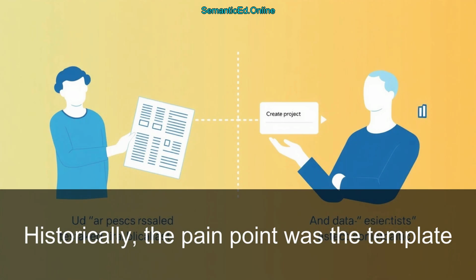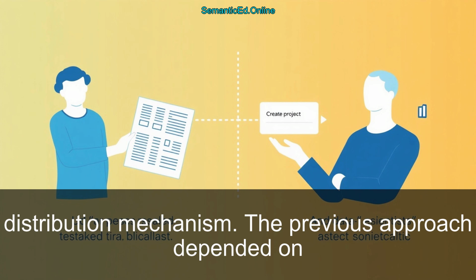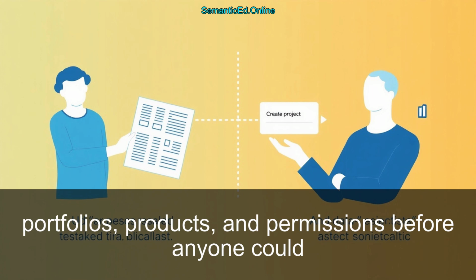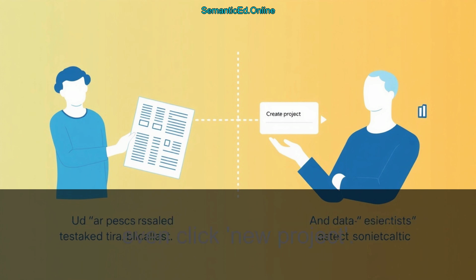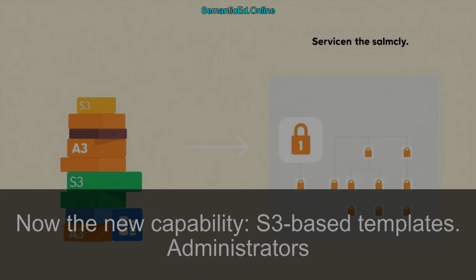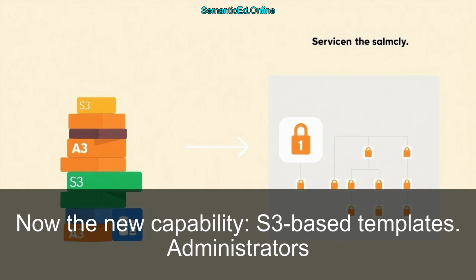Historically, the pain point was the template distribution mechanism. The previous approach depended on AWS Service Catalog, which meant setting up portfolios, products, and permissions before anyone could even click New Project. Now, the new capability: S3-based templates.